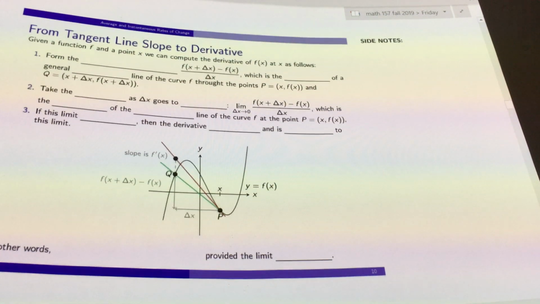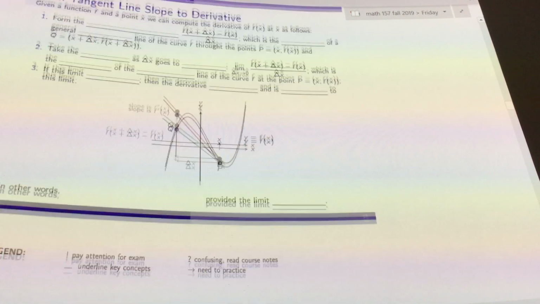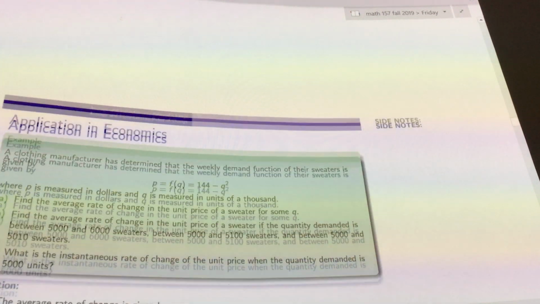This slide I think I went through last time, and I already have the complete notes, so let me skip this slide. It's the same thing for the tangent.